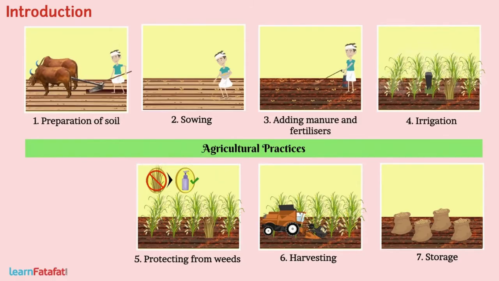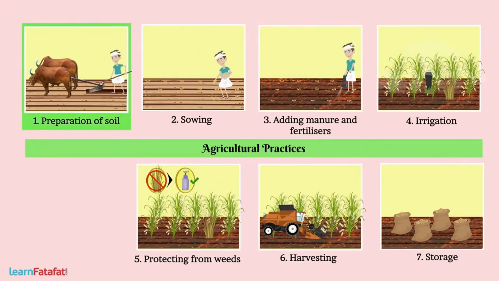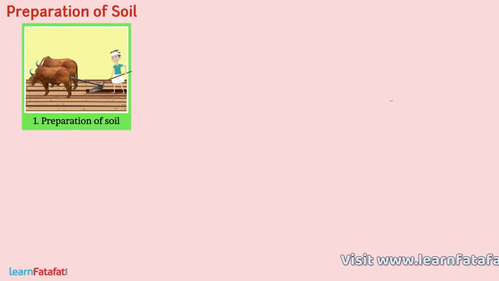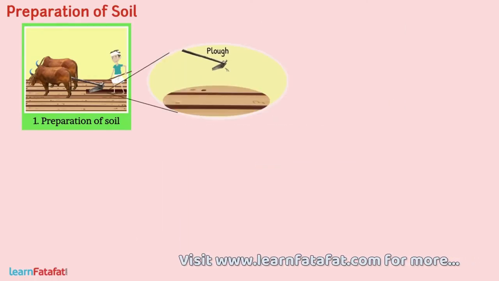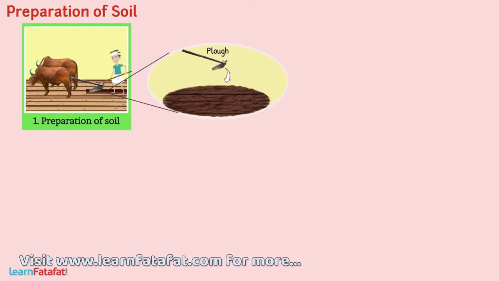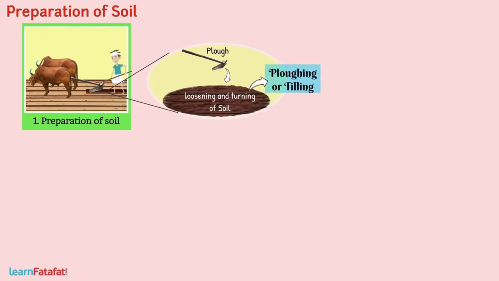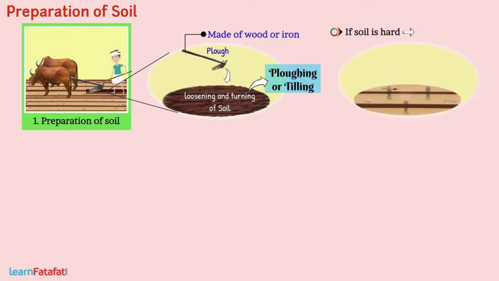In this video, we will learn about the very first step of cultivation, that is preparation of soil. With the help of a plow, the soil is prepared by loosening and turning it. The process of loosening and turning the soil is called plowing or tilling. It is done by using a plow, which is made of wood or iron. In case the soil is hard, then watering is done before plowing to make it soft.